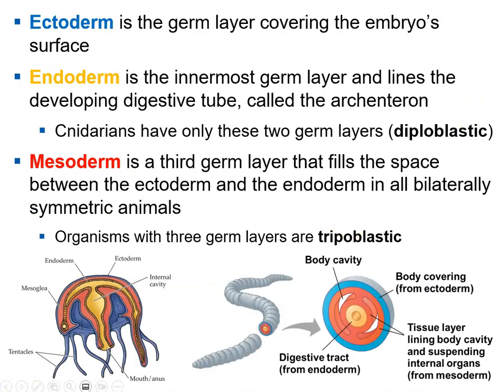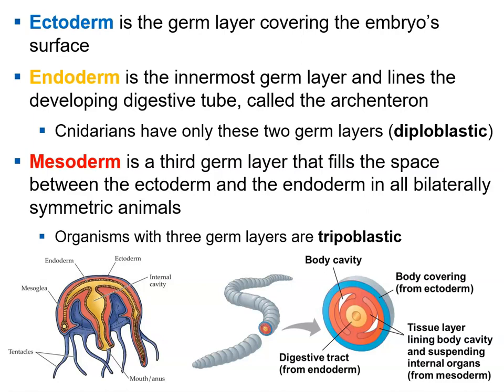Ectoderm is the outermost layer. It covers the surface of the embryo. Ecto usually means outside or outermost. And you can see that on the diagram at the bottom, both diagrams actually, first on the left the medusa of a cnidarian, and on the right, which would be for the earthworm, the blue. The endoderm is the innermost germ layer. It lines the digestive tube, which is called an archenteron.